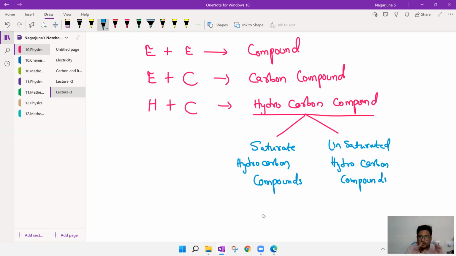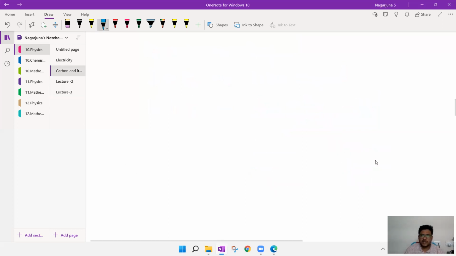There are only 2 categories, that's it. Saturated hydrocarbon compounds and unsaturated hydrocarbon compounds. We don't have supersaturated hydrocarbon compounds, nothing. Just saturated, unsaturated. Okay. What is saturated? What is unsaturated? Let us go to the first lecture, what we have discussed.